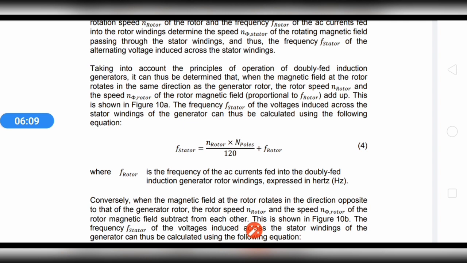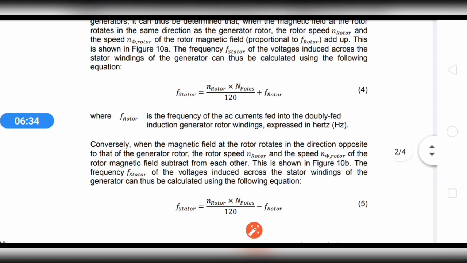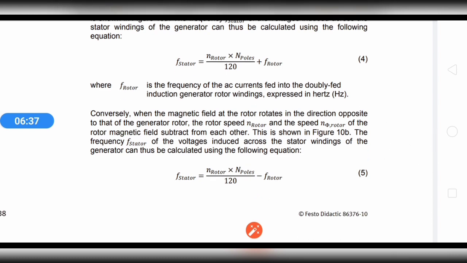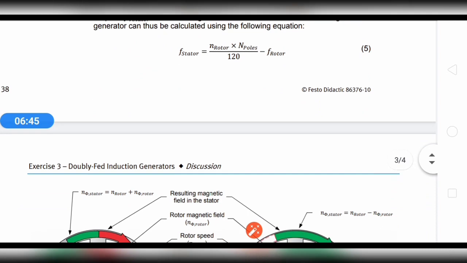So if both are rotating in the same direction, then both frequencies, the rotor speed and the speed of the rotating magnetic field, or we can say the rotating field of the AC currents, are adding up, giving the stator frequency output. However, if they are not running in the same direction, they will subtract from each other. So now let us see how it works.